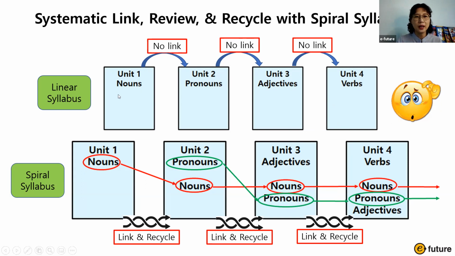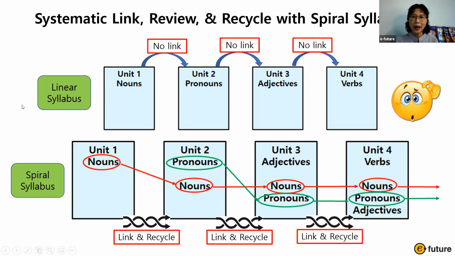So let's look at this one. This is the traditional syllabus. Linear syllabus is the traditional approach. So Unit 1, nouns. We usually start a grammar book with Unit 1, nouns, and then move on to Unit 2, pronouns. But there's no link between Unit 1 and Unit 2. Unit 3, adjectives. Again, there's no link between Unit 2 and Unit 3. Unit 4, verbs. No link between adjectives and verbs. This is why grammar is so difficult, right? You just cannot remember. You cannot link.